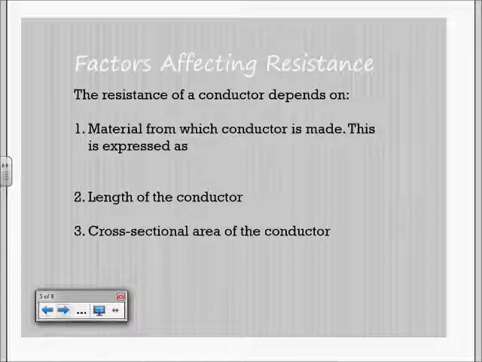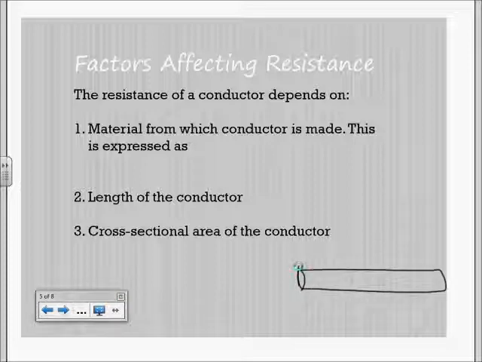All right, factors affecting the resistance. So let's say we've got a bit of wire, like so. What are the things that are going to affect the resistance of that wire? One of them is what it's made from. Now, the property of the material that expresses that is known as the resistivity. Not resistance, but resistivity.